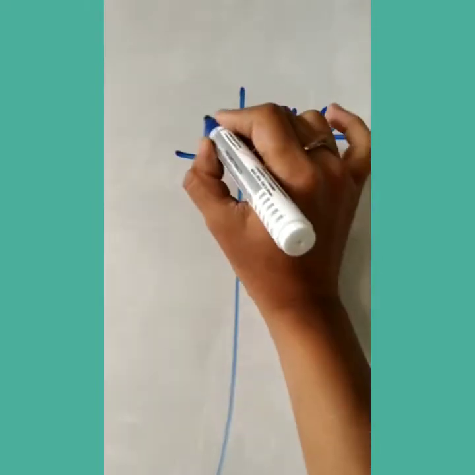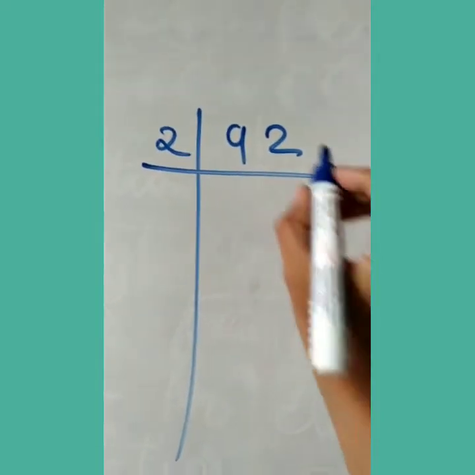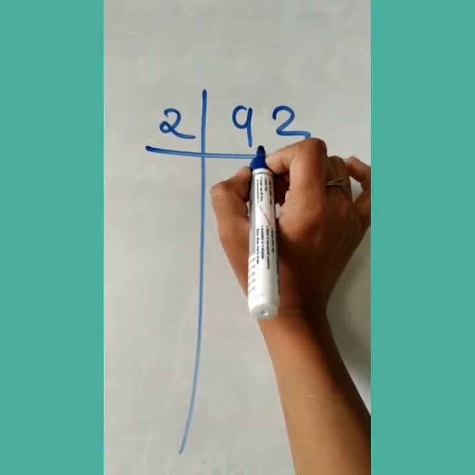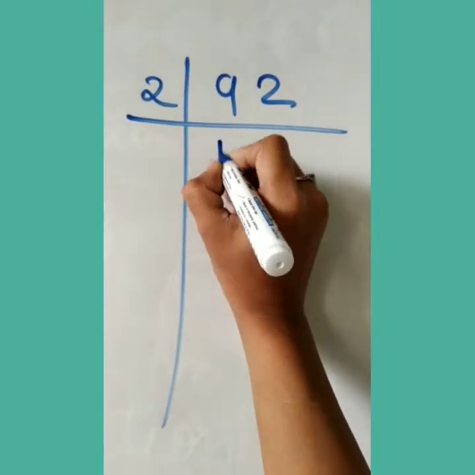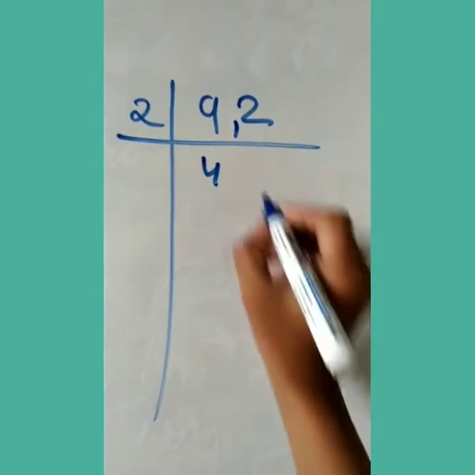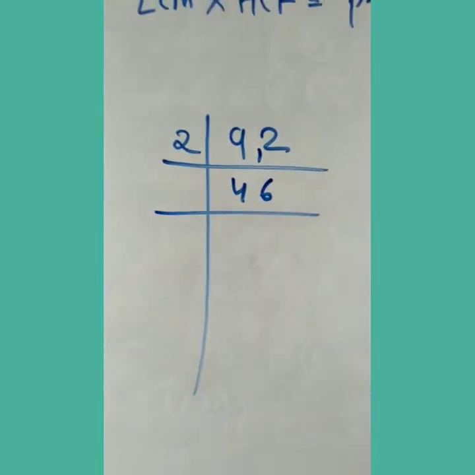So here we will begin this process with 2. In the table of 2, the nearby value for 9. So here 4 2s are 8, 1 will remain over here, and 6 2s are 12. We can write over there.